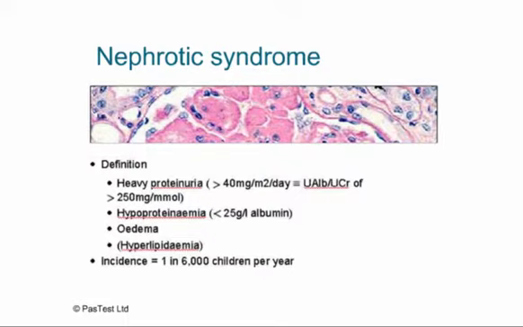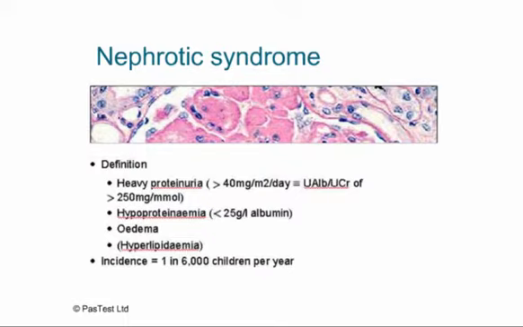As a consequence of the proteinuria, we have hypoalbuminemia, and the plasma albumin is usually less than 25 grams per litre, and you also experience edema and also, if chronic, hyperlipidemia. The incidence of childhood nephrotic syndrome is about 1 in 6,000 children each year.